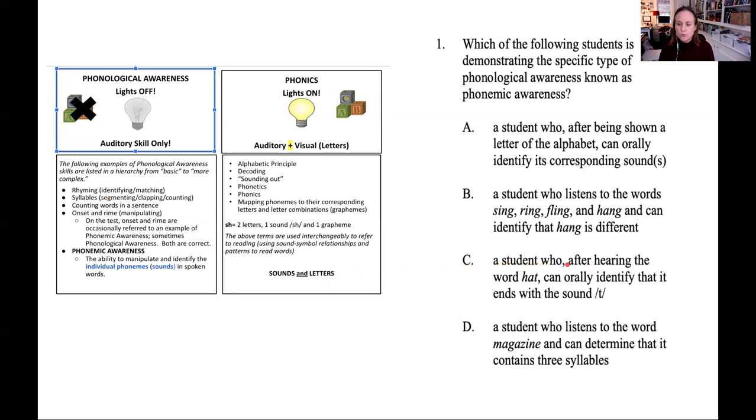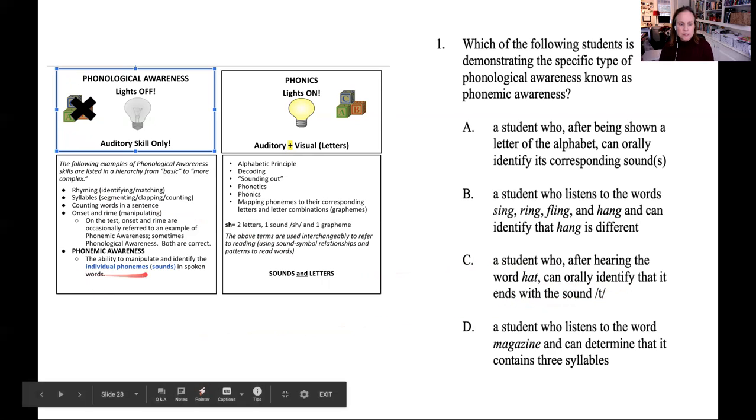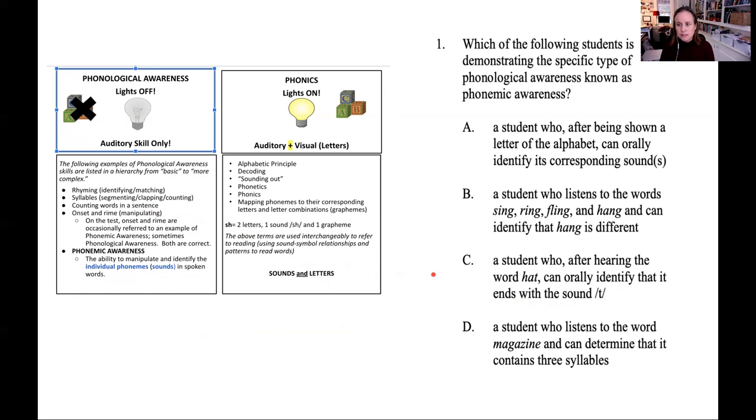C, a student who, after hearing the word hat, can orally identify that it ends with the sound t. And when you see those lines around the T, it means the sound the T makes. And that is the right answer, although we always check to make sure we go through every single one. But that's the right answer because it's an auditory only skill, but it's working with the individual sounds and words. Phonemic awareness is about individual sounds, and letter C is about an individual sound, the last sound in the word hat.